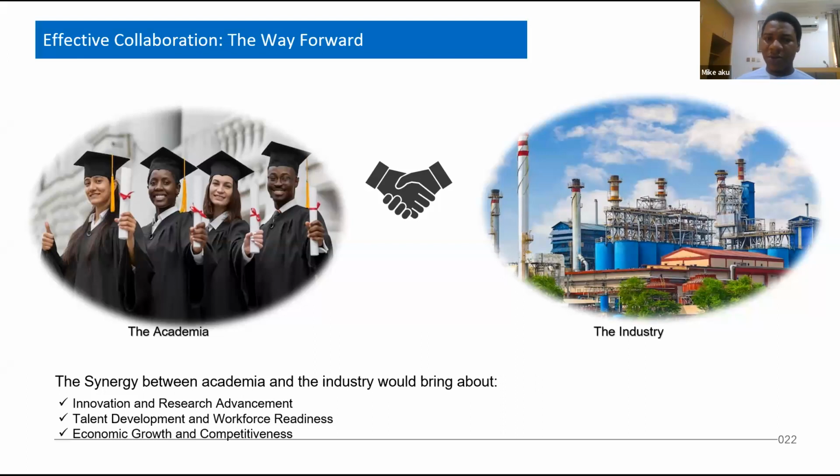Basically. And of course, economic growth and competitiveness. That's a major pointer, right? Economic growth and competitiveness. So basically, if the industry shares the problem, and academia comes in and takes those research across all layers of the academic institution, you could have all this happening.